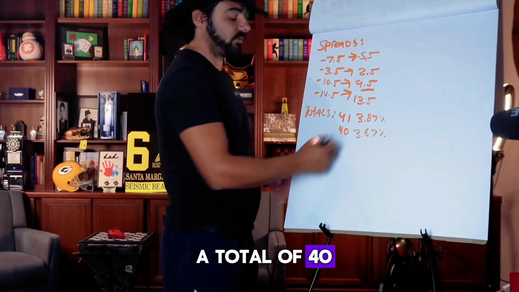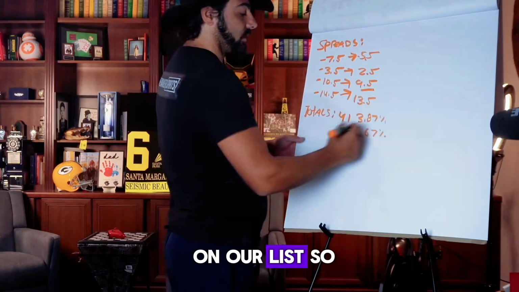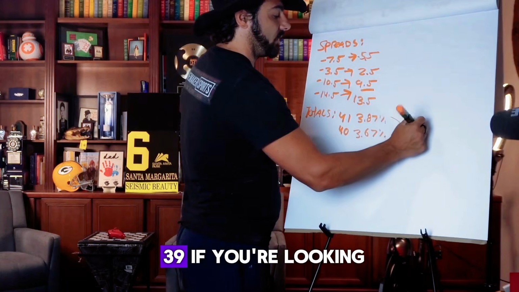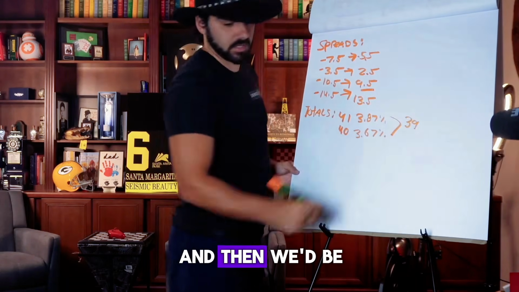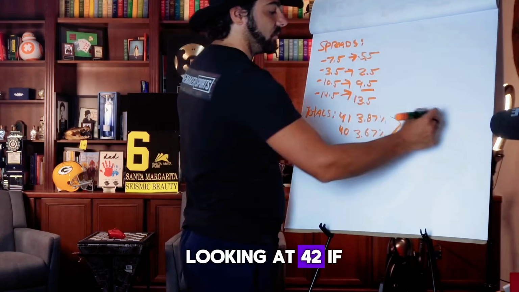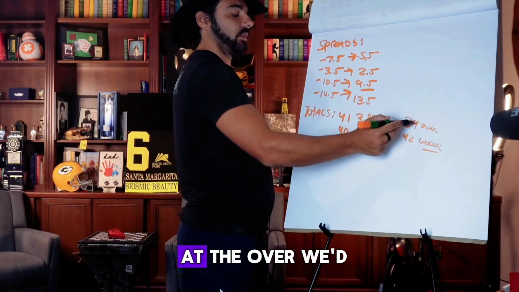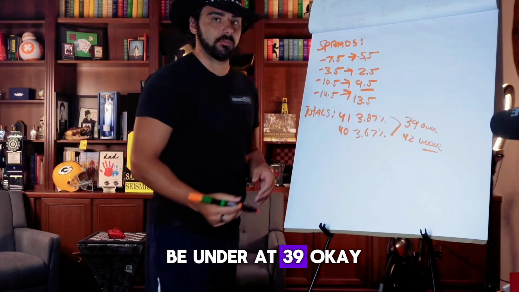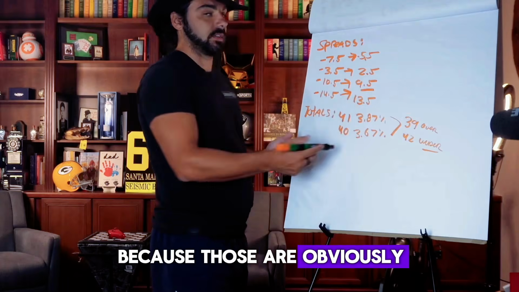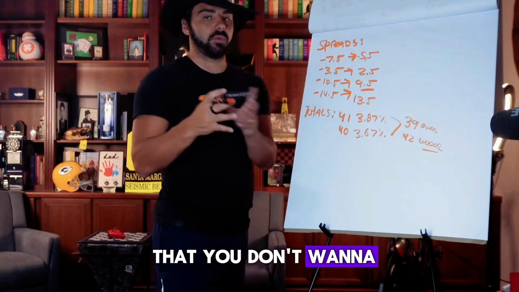So if you have a total of 40, well, 39 is not on our list. So guess what? You'd be looking at 39 if you're looking at the over, and then we'd be looking at 42 if it was the under. All right, if we're looking at the under here, we'd be at 42, and if we're looking at the over, we'd be under at 39, okay? Because those are obviously key numbers for totals that you don't want to fall on.